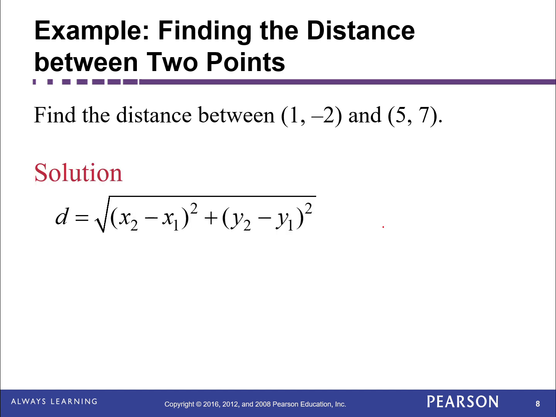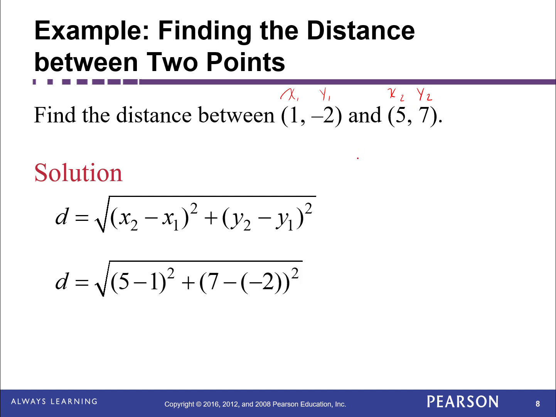Okay, so let's start with this distance formula here. Now this is going to be our x1, this is going to be our y1, this is going to be our x2, this is going to be our y2. It doesn't matter which one goes with which. I could have made this x1 and this one y1 and this x2 and this one y2. The only thing is you need to stay consistent. The x1 needs to go with the y1 and the x2 needs to go with the y2. Can't mix and match.